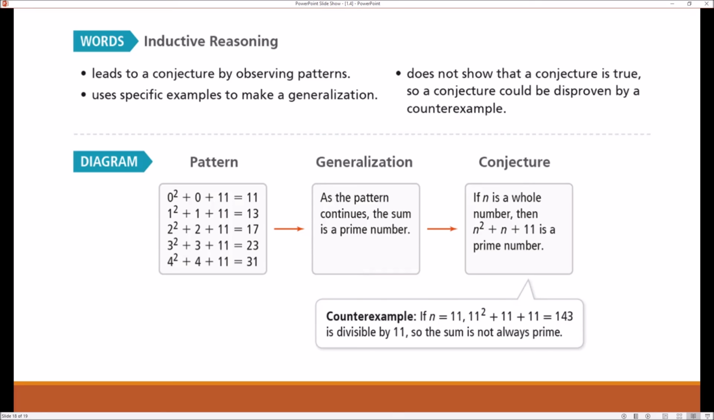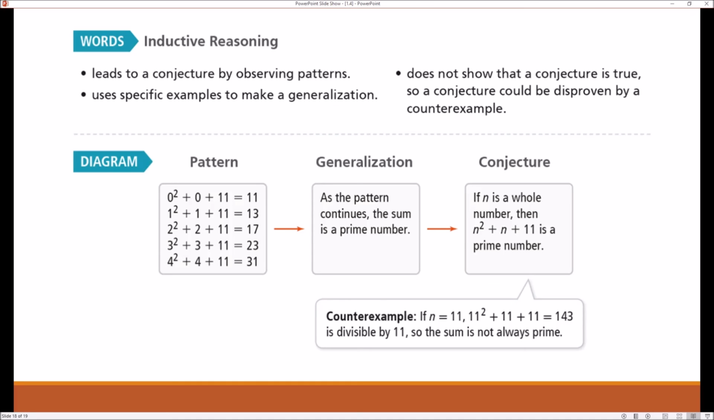Alright, so here's inductive reasoning in a nutshell. It leads to a conjecture, which is something we do have to prove, by observing patterns. So we started off looking at numbers, finding a pattern, then testing that pattern, and saying, yeah, it looks like it holds true for all of the data that I asked you to find. And then we also looked at a problem where I gave you a wider range, and you had to narrow it down and figure out exactly where it doesn't work. And that's what inductive reasoning is.